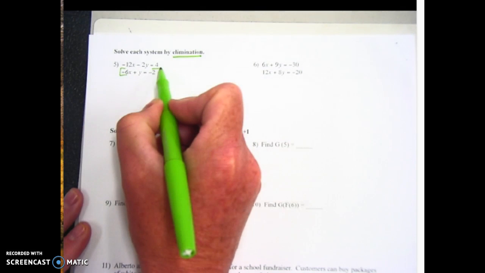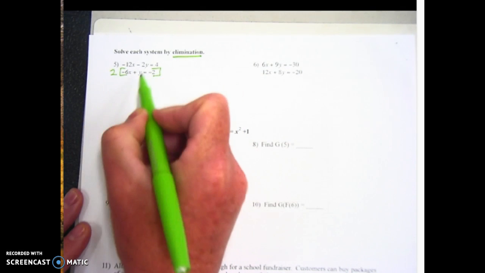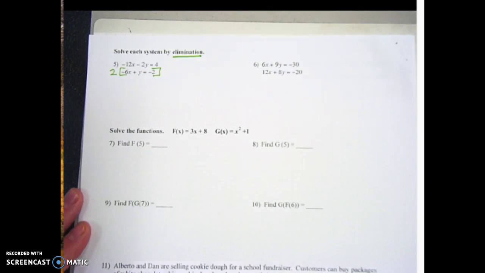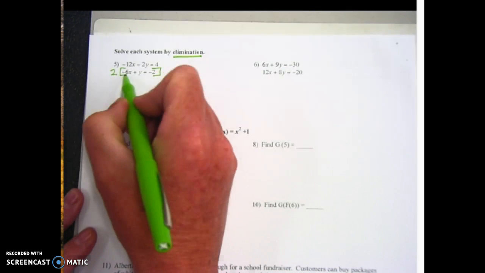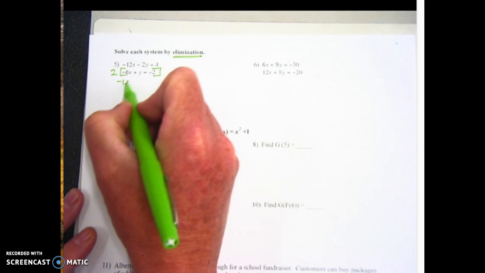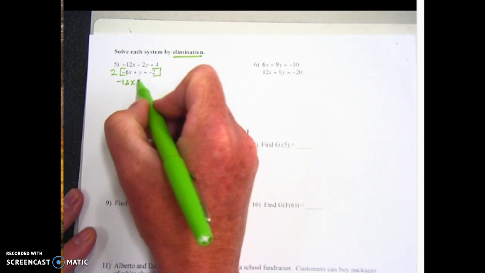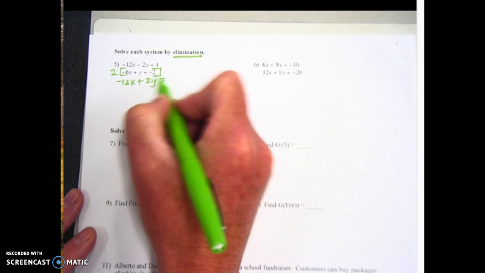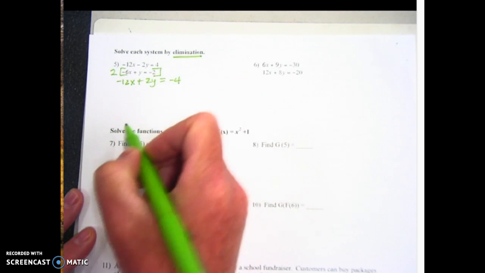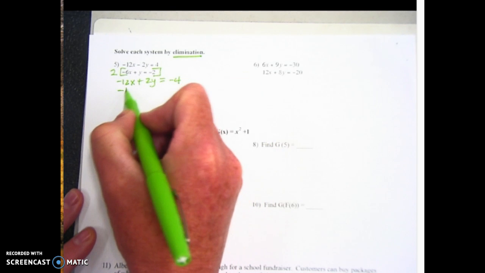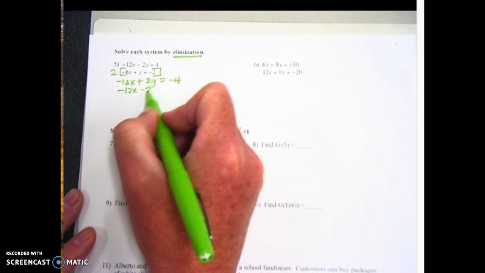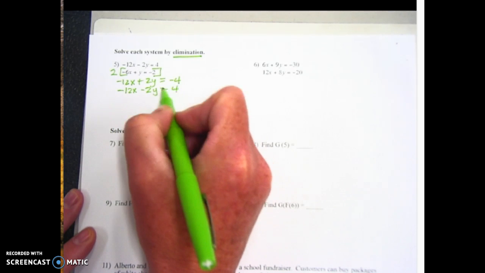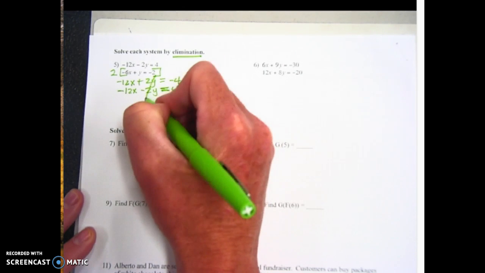So I'm going to multiply the second equation by 2 so that my y's will be opposites and I'll be able to eliminate. So 2 times negative 6x is negative 12x. 2 times y is 2y. 2 times negative 2 is negative 4. I'm going to bring down this other equation so that I will have them all lined up perfectly and eliminate.